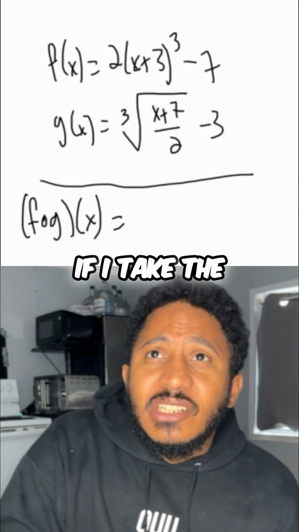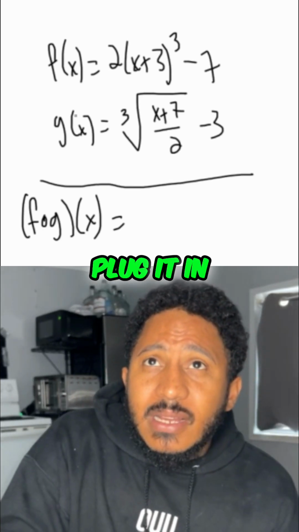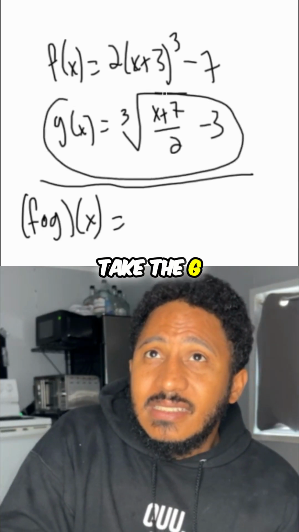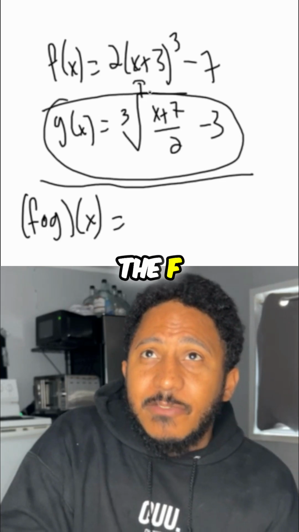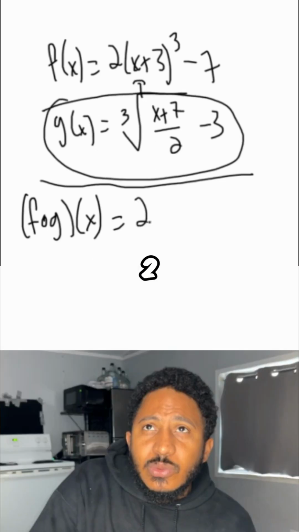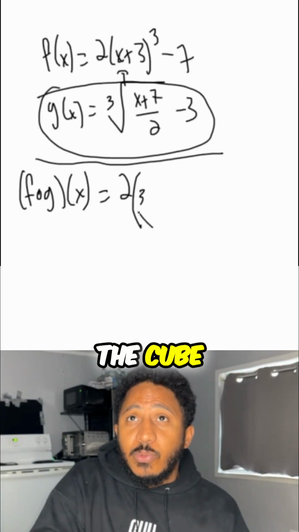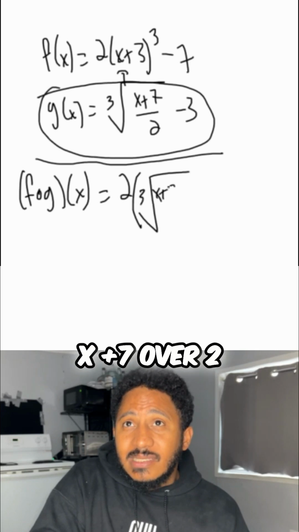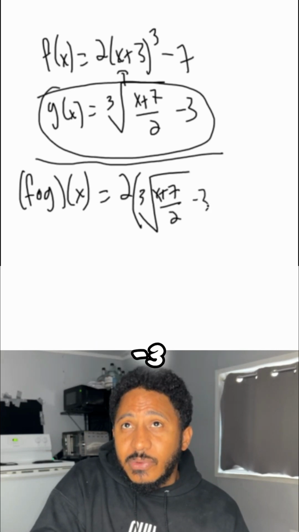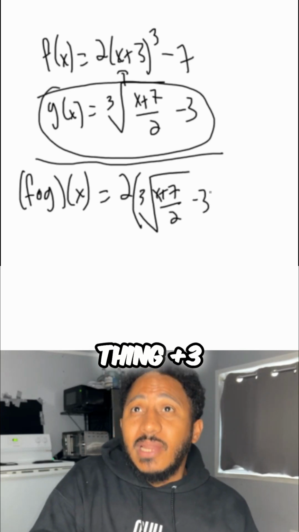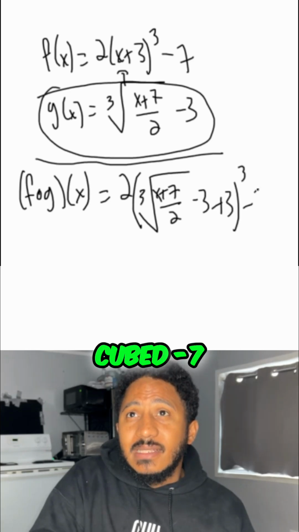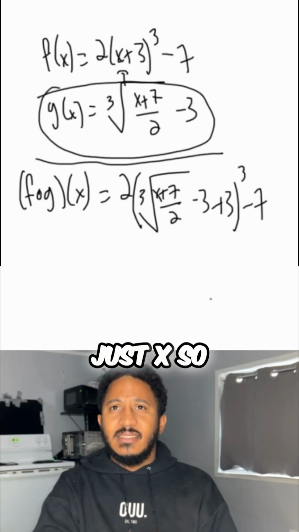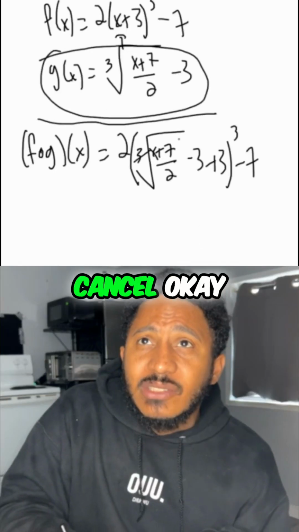So like here, if I take the g function, plug it into the f function. Okay, so this will be what? 2 times that whole thing, the cube root of (x plus 7) over 2 minus 3. So 2 times that thing plus 3, cubed, minus 7. Let's see if it simplifies to just x. So here, the cube and cube root would cancel.